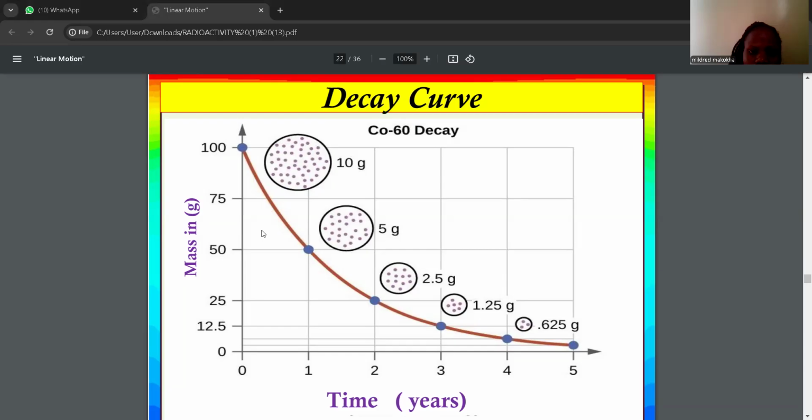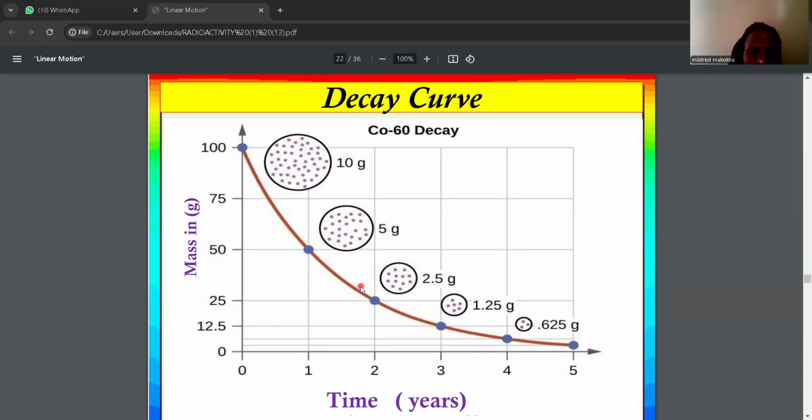I want you to note something. When the mass was 100, it took the cobalt-60 1 year for its mass to reduce from 100 to half of 100, that is 50. Then when it was 50, half of 50 is 25, and it took 1 year for the mass to reduce from 50 to 25. So there is a special name given to this duration that it takes a radioactive substance for its nuclides to reduce to half the original number. This time is specifically referred to as the half-life.